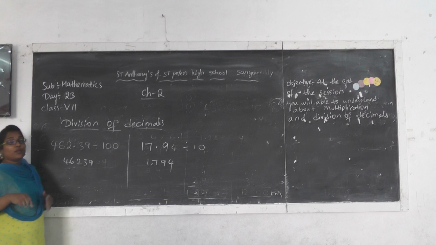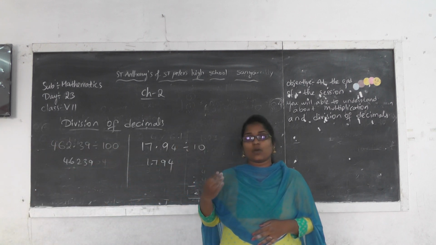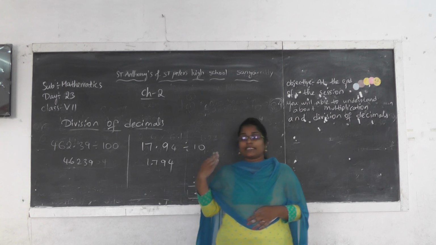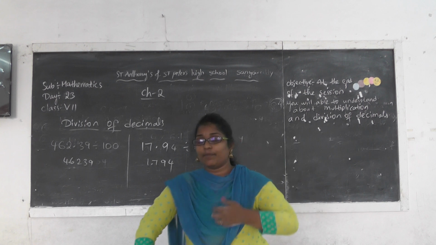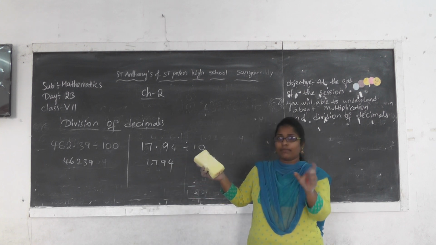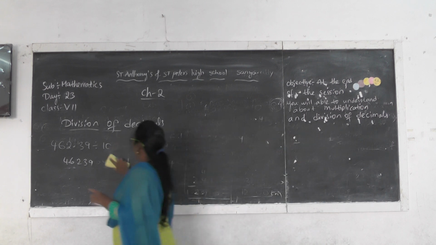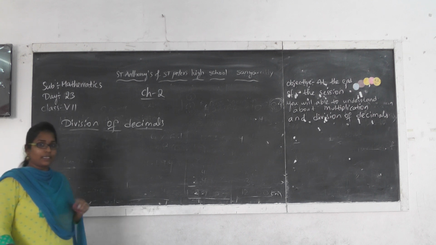So in this way we divide decimal numbers by 10, 100, 1000. If it is 1000, we should come 3 steps backward. If it is 10,000, we should come 4 steps backward, and so on. Now we are going to learn how to divide a decimal number with a decimal number.